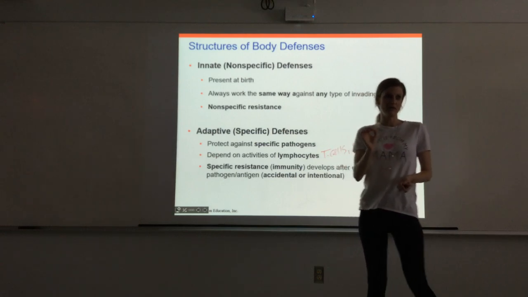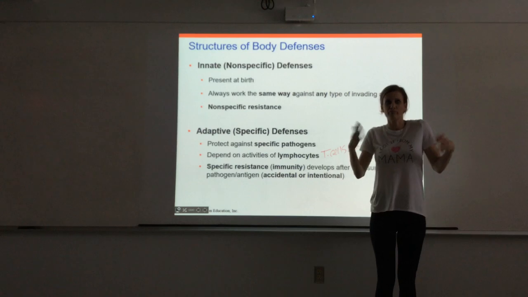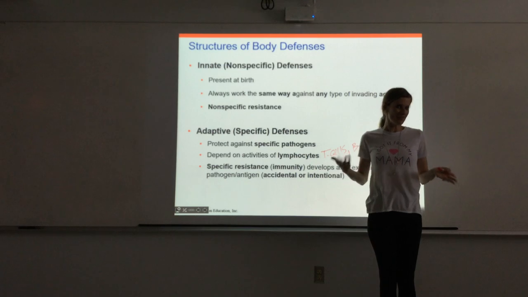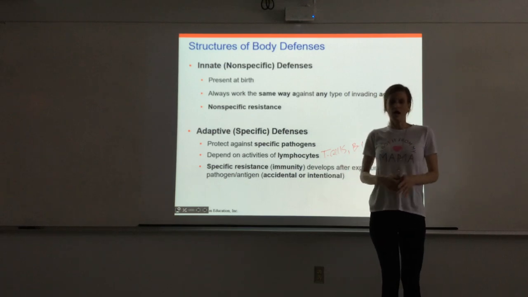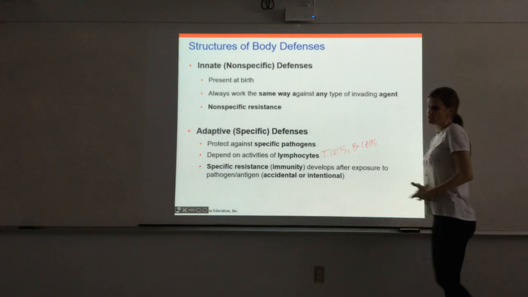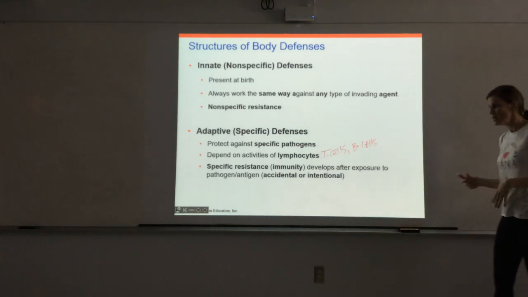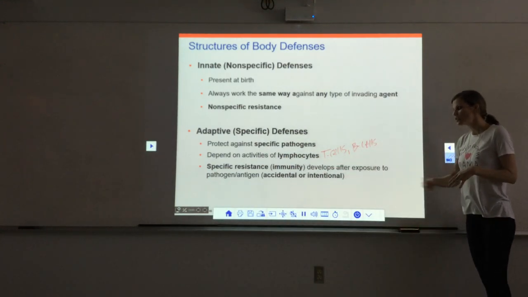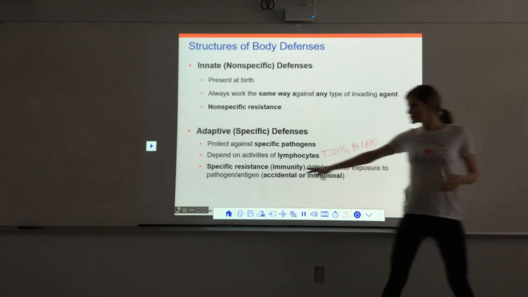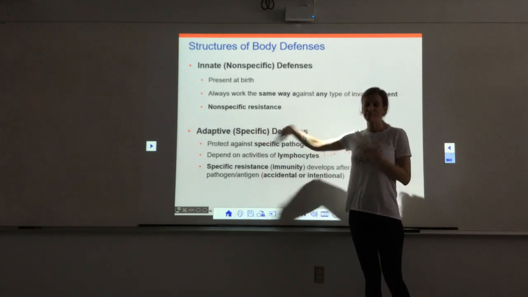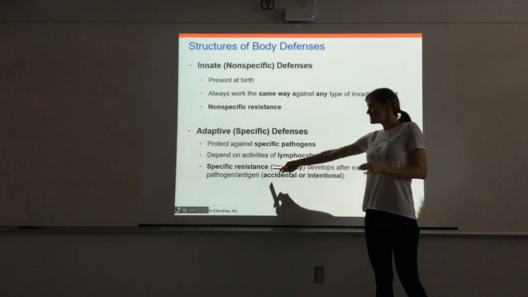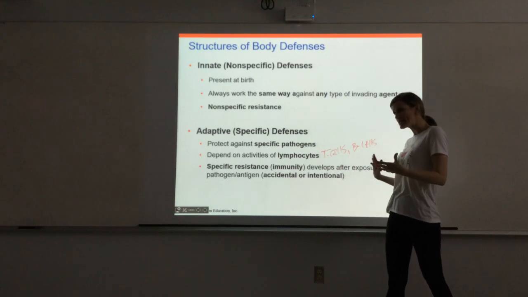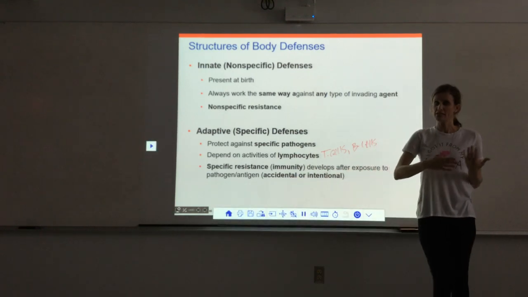They are specific, okay? And again, this is adaptive because we have to make this, right? You're not born with your memory B cells and memory T cells already formed. You've got to make them in some way. You've got to see an antigen before you can learn to fight it when we talk about our specific defenses. This gives us specific resistance, what we typically call immunity, and this occurs only after, again, you actually see the antigen, hence it being adaptive, not innate. Once we see this antigen and we develop resistance or immunity to it, the actual coming in contact with the antigen can be accidental or intentional.